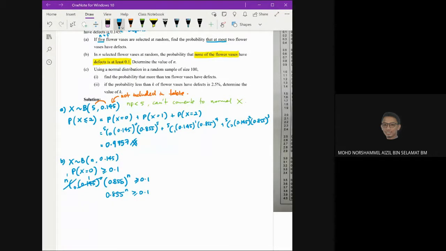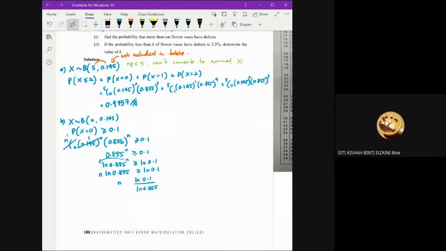Boleh, sir. Okay, so let's add on ln both sides because we want to bring the power downward. So kita add on ln both sides. 0.855 power of n, dekat situ ln 0.1. So n we can bring forward by using power rules of log. So n ln 0.855 greater than or equals to ln 0.1. Okay, so n keep it in left hand side, others bring to the right hand side. So ln 0.1 divided by ln 0.855. Okay, what happened to the symbol, guys?